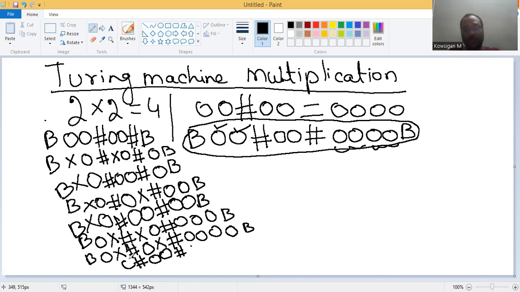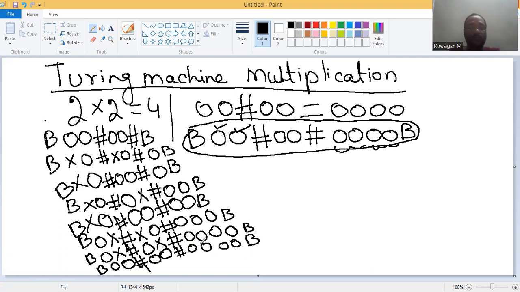This x will be again replaced as 0 and go to the right hand side, you will be having hash. So stay here. So now you can see here, we have attained the result 2 into 2 equal to 4. Okay. So this is the multiplication operation.